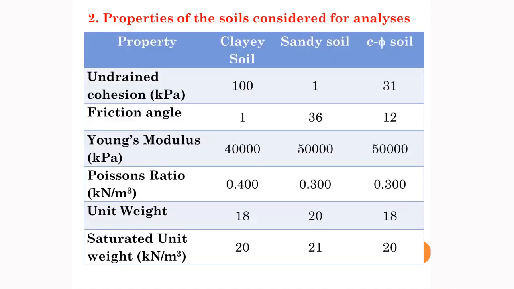These are the properties of the soils which were considered for the analysis. 3 different types of soils were considered: clay soil, sandy soil, and C5 soil, and their properties, which are shown in the table, were assigned to the soil bed.